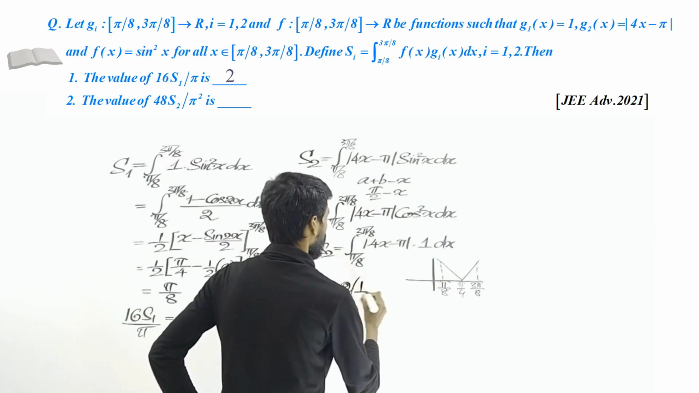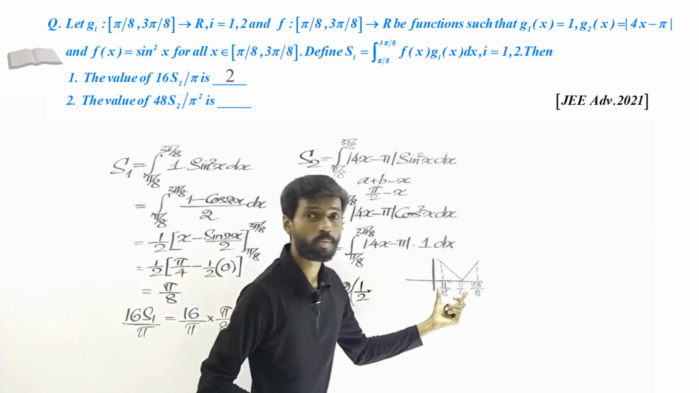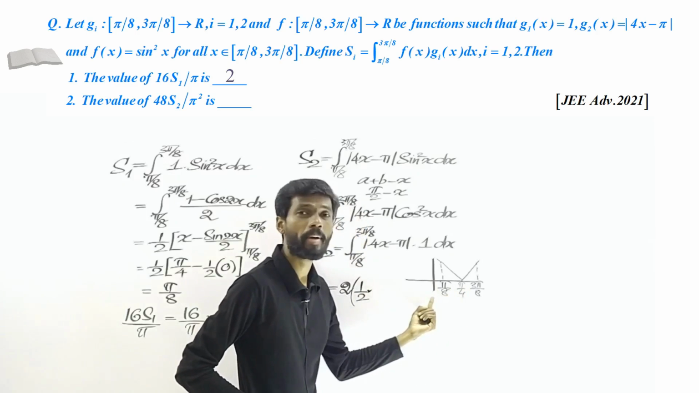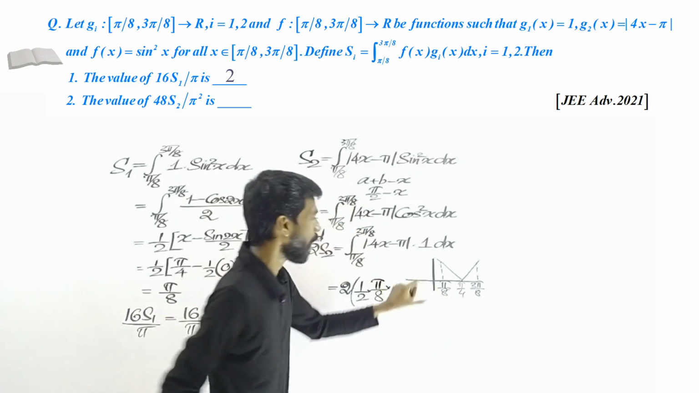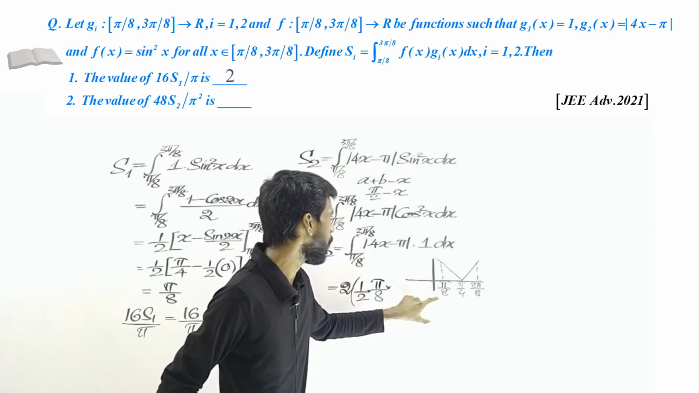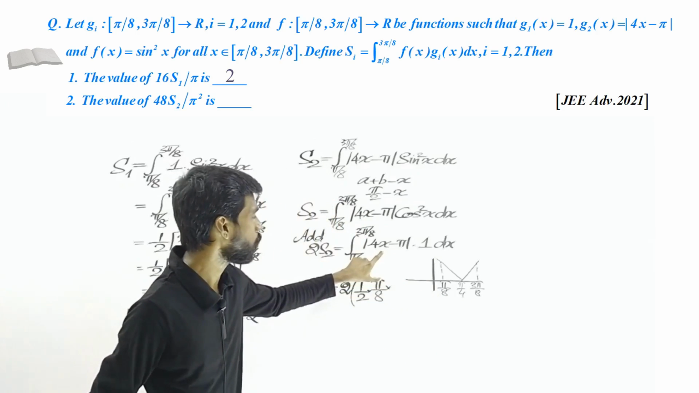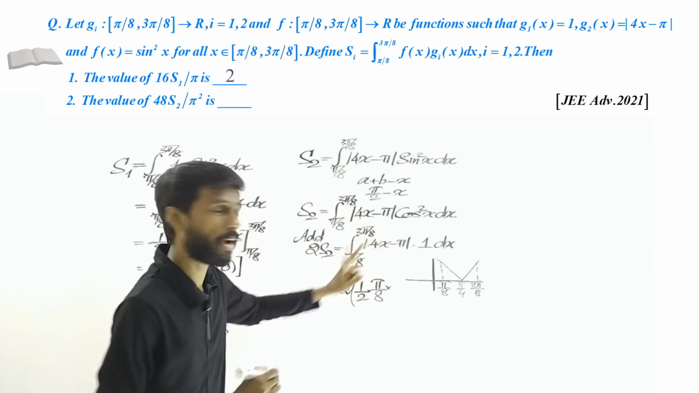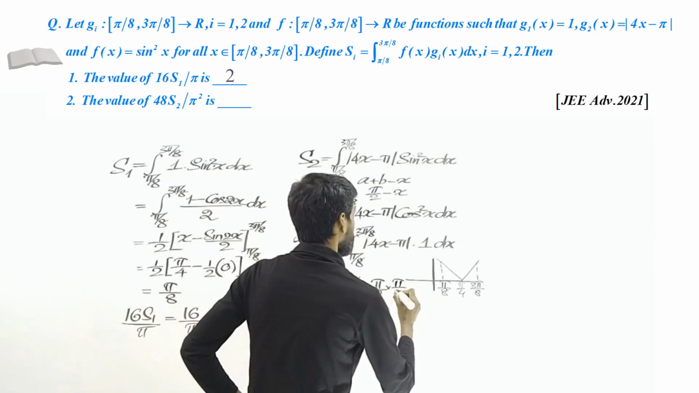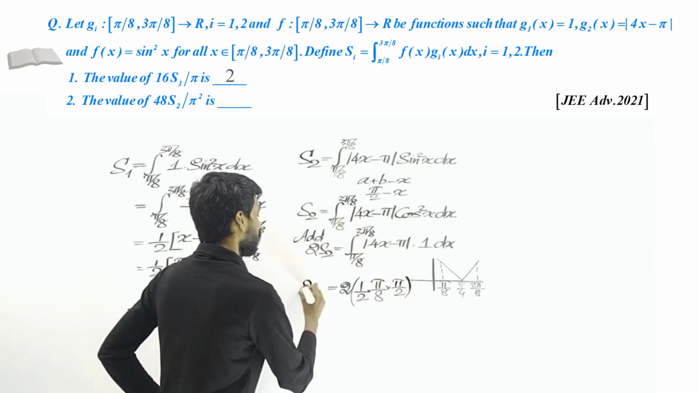So that is half base. The base length is what? Pi by 4 minus pi by 8. So that is pi by 8, multiplied by the height. So the height is, when x is pi by 8. So when x is pi by 8, what is the value? So that is pi by 2 minus pi, so that is pi by 2. So half base height, this is the value of 2 s2.